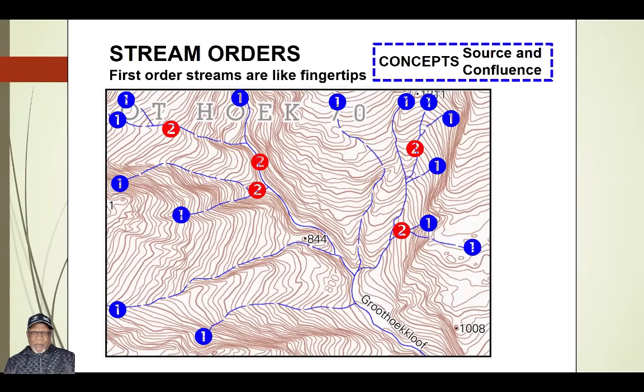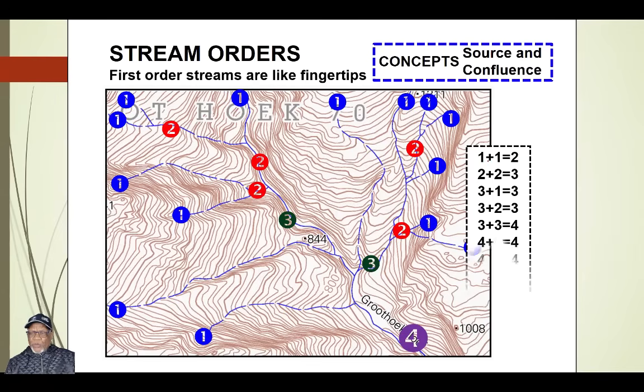They don't change. But when you add 2 and 2, they will give us 3. When you add 1 and 1, it is going to give you 2. 2 and 2 will give you 3. 3 and 1 remains at 3. 3 and 2 remains at 3. But 3 and 3 moves to 4.